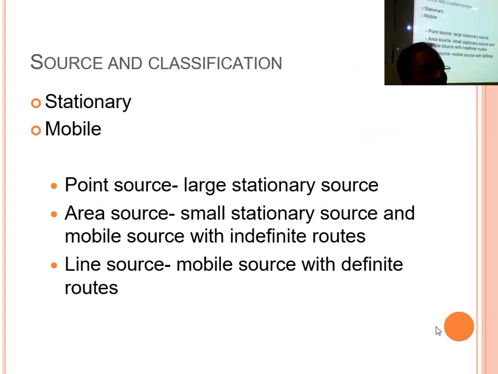Sources and classification: stationary and mobile. Some stationary source, industrial chimney, that is a stationary source of pollution. There is another called line source. What is a line source? Your car is moving and from the exhaust pipe the gas is coming out. That is a line source. It is forming a line. Along a line the gas is emitted. So that is a mobile source, but it is a line source. So stationary source is industrial chimney, line source is mobile, that is automobile. Automobile name itself indicates it is mobile.